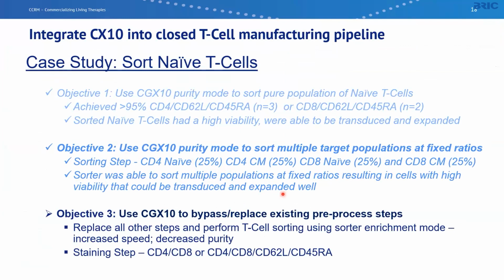Finally, we wanted to look at the capability of CGX10 to bypass and replace the existing pre-process steps. I will go into more details in the next slide, but we wanted to replace all the pre-enrichment steps and perform T-cell sorting using sorter enrichment mode at an increased speed but decreased purity, and then do a second run of sorting on purity mode.